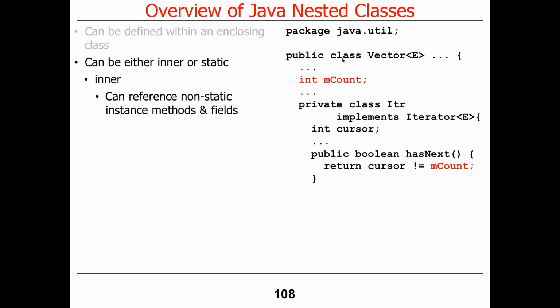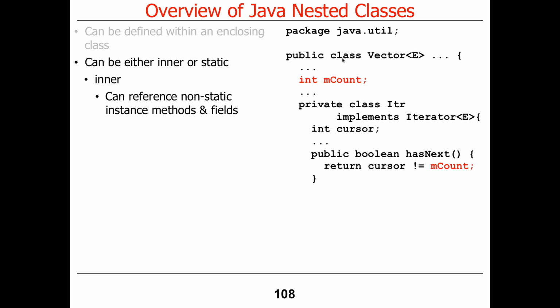So one type of nested class is called an inner class. And inner classes can reference non-static instance methods and fields. It can also reference statics too, but it can reference things that are non-static. So here's an example from the vector. So remember, vector has an element count.